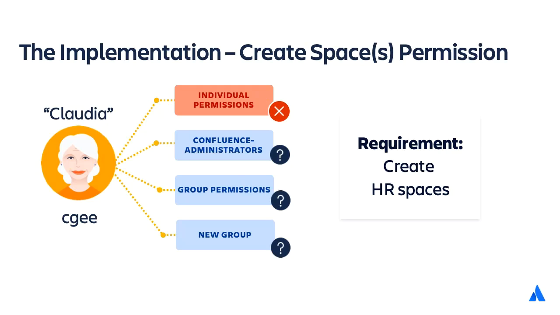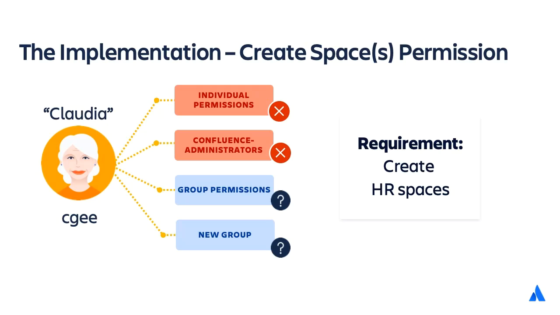We could just grant Claudia membership in a group that already has the Create Spaces global permission. The powerful Confluence Administrators Group has Create Spaces global permission. But wait, let's think back to our best practices. We have said that we should grant the minimum permissions necessary. Membership in this group would allow Claudia to fully manage the whole Confluence instance. So let's rule that option out for now.